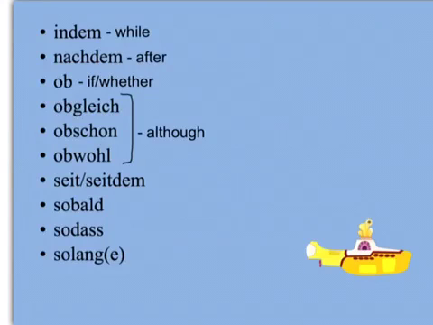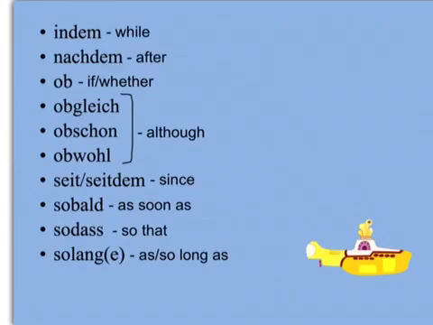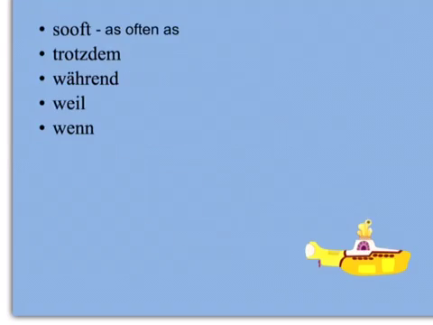Obgleich, obschon, and obwohl all mean although. Seit and seitdem mean since. Sobald, as soon as. So dass, so that. So lang or so lange, as or so long as. So oft, as often as.